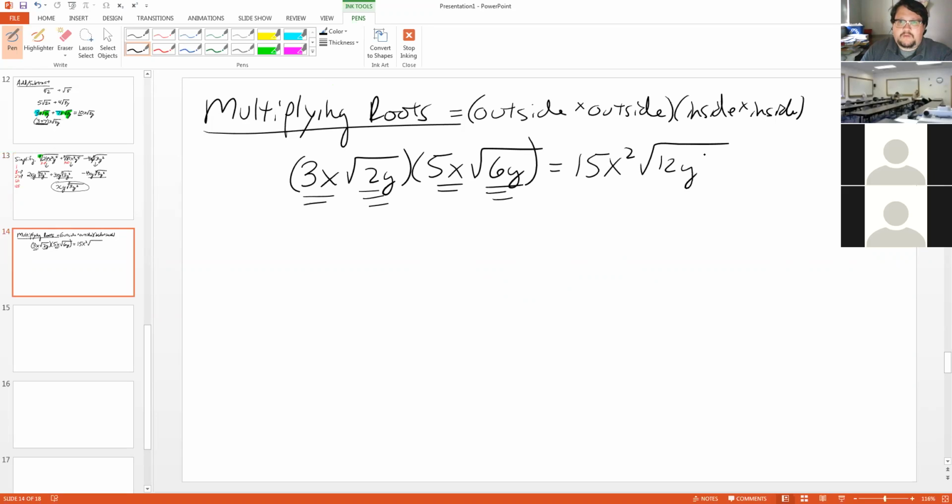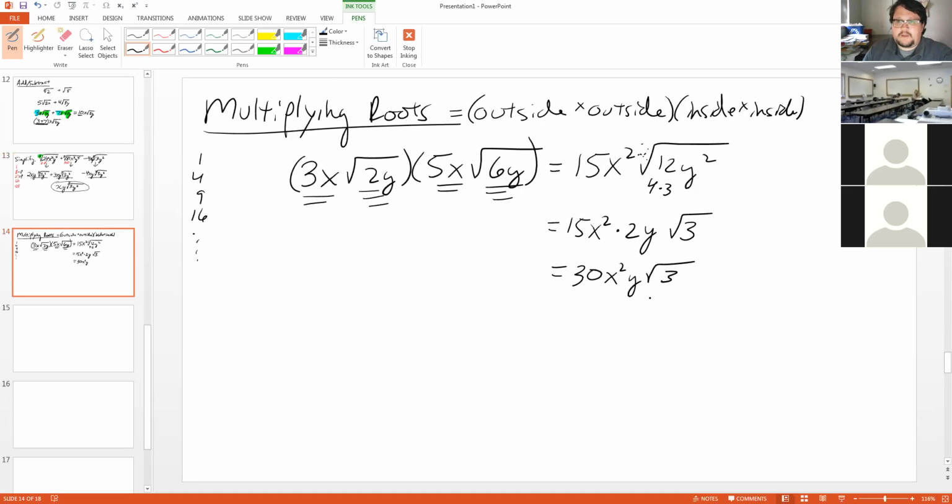So 12y squared. Now that I multiply those, I need to break it down if I can. So looking at this root part, and again, I'm thinking square root, so I'm thinking squares. Squares 1, 4, 9, 16. Well, 12 is 4 times 3. I'm thinking 4 because of perfect square. So the square root of 4 is 2. The square root of 3 is the square root of 3. And then y squared, the square root of that, think of this as an invisible 2 up here. 2 divided by 2 is 1. So 1y. And you just clean it up. 15 times 2 is 30. x squared y, x squared y.